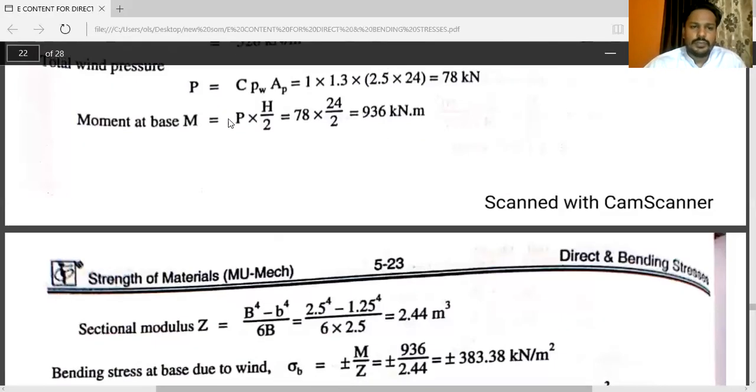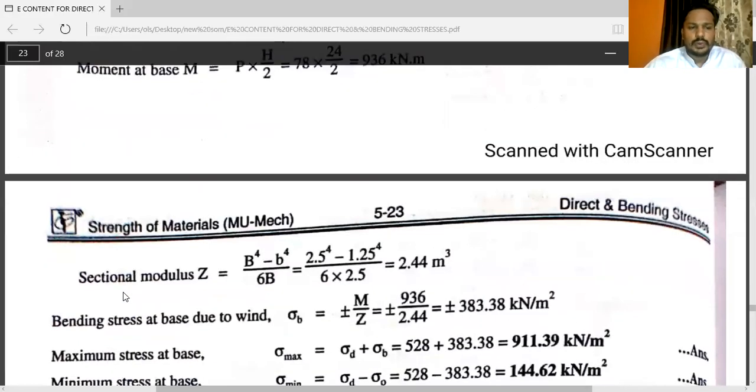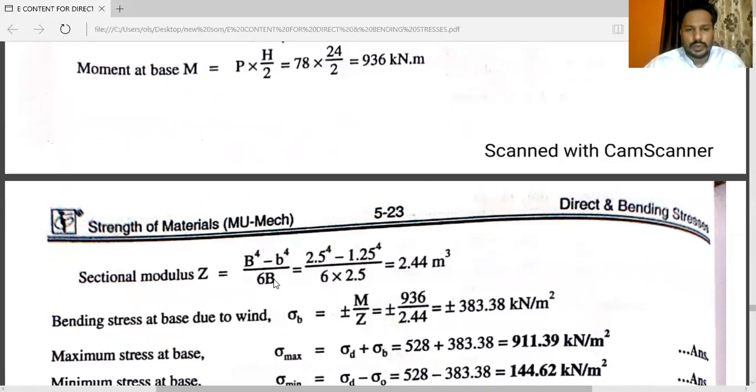After getting the value of M, we have to calculate sectional modulus Z, that is capital B raised to 4 minus small b raised to 4 upon 6 capital B. That is the formula for square section. So here we have capital B, that is 2.5 raised to 4 minus 1.25 raised to 4 upon 6 into 2.5. Answer is 2.44 meter cube, that is the sectional modulus.